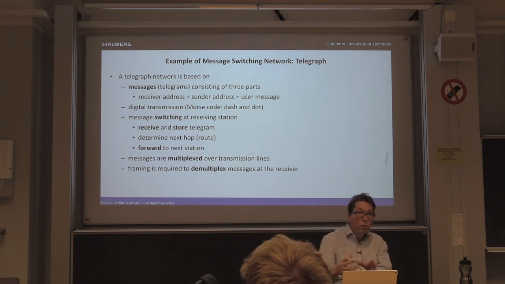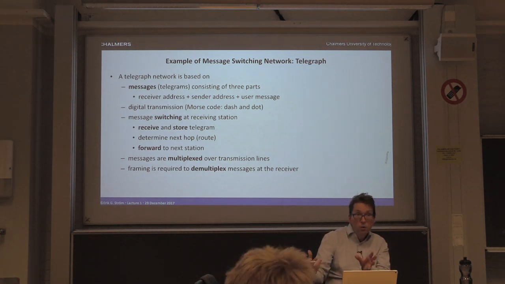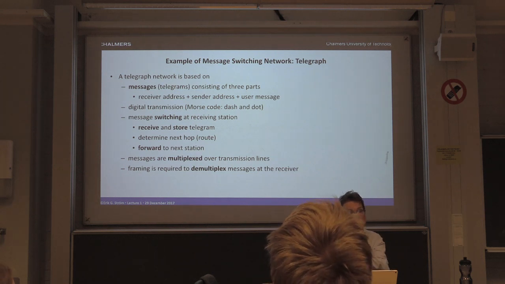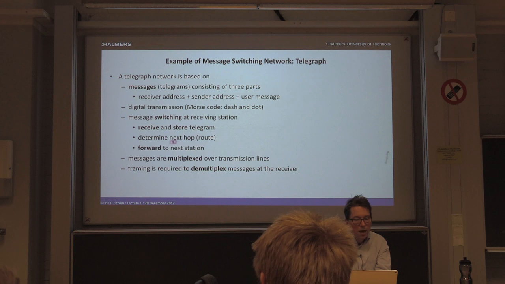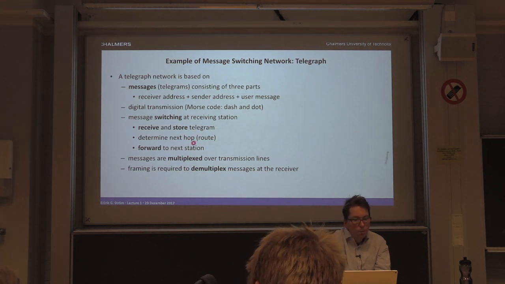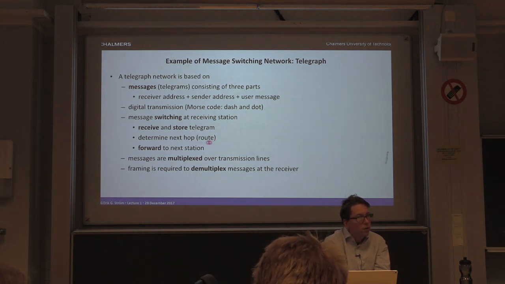Okay, should it go to a person that lives next door to this station, or does it need to go to the next station in the telegraph network? So one determines the next hop, or another way to say it, one looks in a routing table to figure out where this should go next. And then one forwards that to the next station.